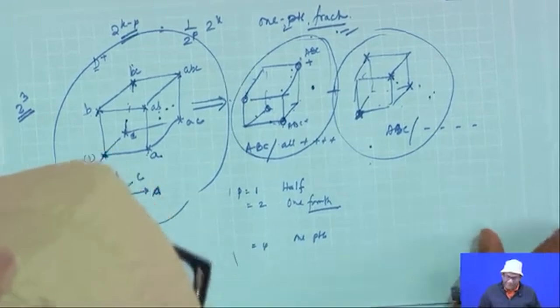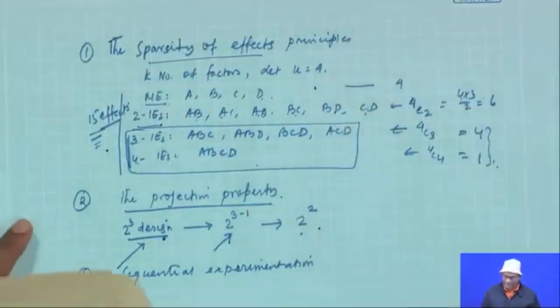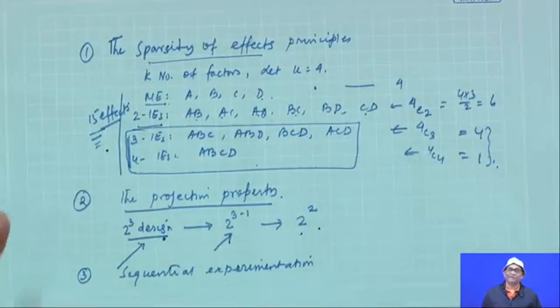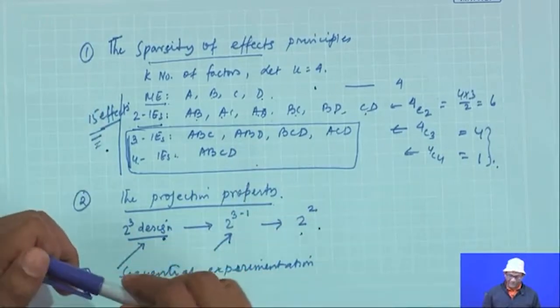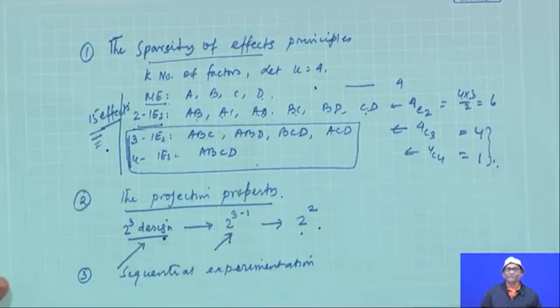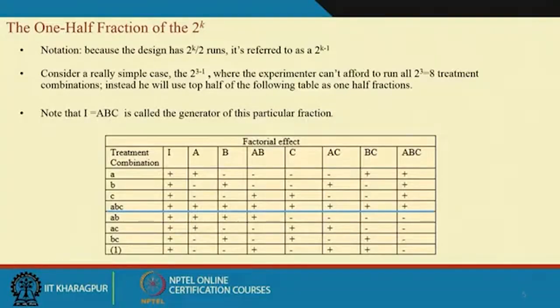So, these three properties enable the experimenter conducting fractional factorial design, because this will give useful results. It is not arbitrary, it is a good one. Now, I come to another very important concept called defining relations, or generator.